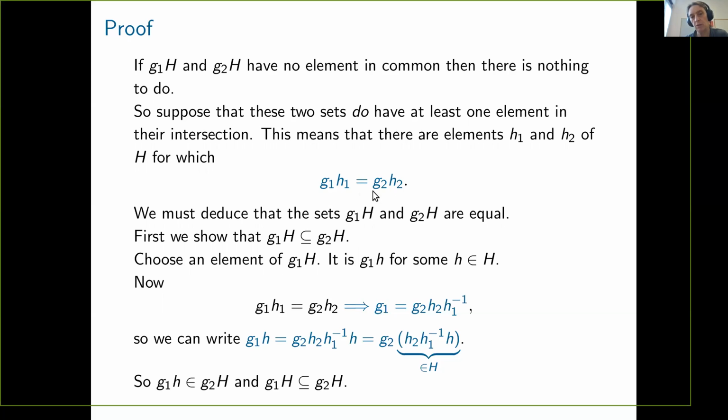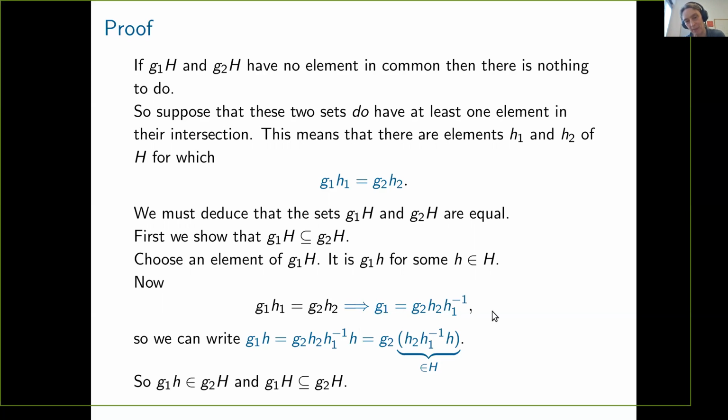We know that g1h1 is equal to g2h2 for some fixed elements h1 and h2 of H. We can rearrange that by composing both sides of it on the right with the inverse of h1 to say that g1 is g2h2h1 inverse. If you're in doubt about what's happening here in this implication, look at the left-hand side. That came from the hypothesis that the two cosets of H determined by g1 and g2 have some element in their intersection. That's an equation. If we compose both sides of that equation on the right with the inverse of h1, then that cancels the h1 here, and on this side it gives us g2h2h1 inverse. So we're left with g1 is equal to g2h2h1 inverse.